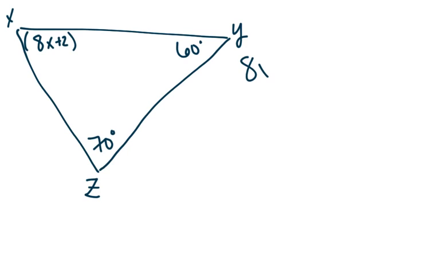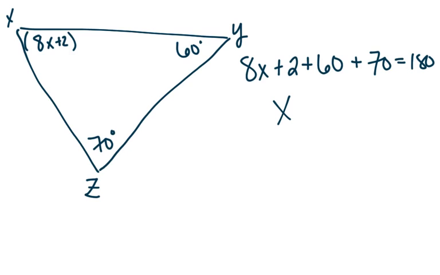All right, now let's get into the fun one. So now I've got x, y, and z. Sorry, I apologize for my bells going off there. So x is 8x plus 2. Y is 60 degrees. Z is 70 degrees. So here, if I add them all up, 8x plus 2 plus 60 plus 70, they're still all going to equal 180. Solve it like an equation.